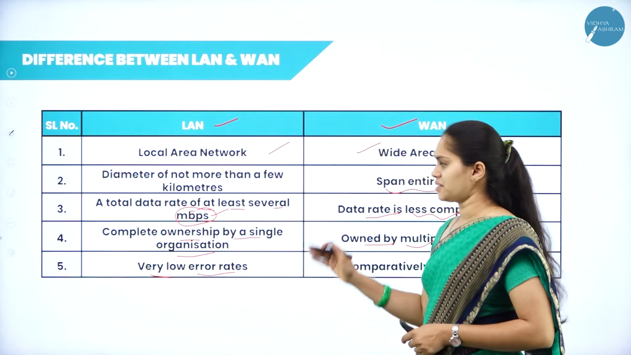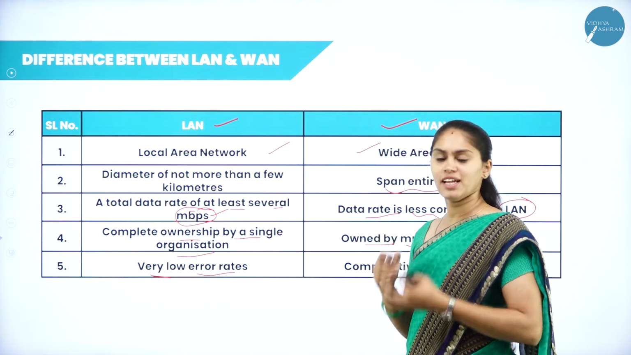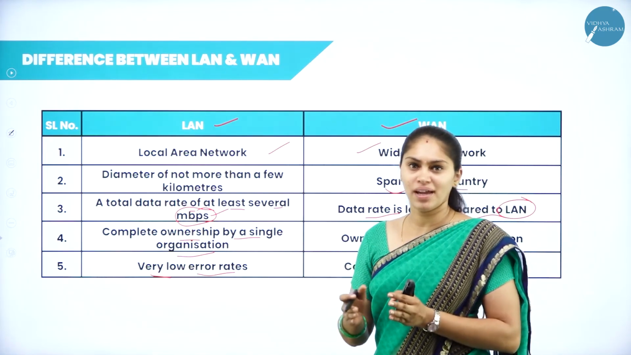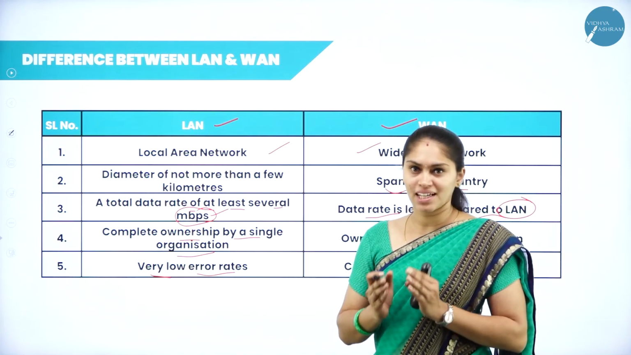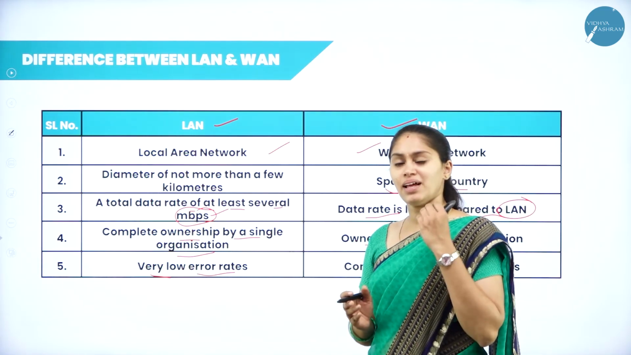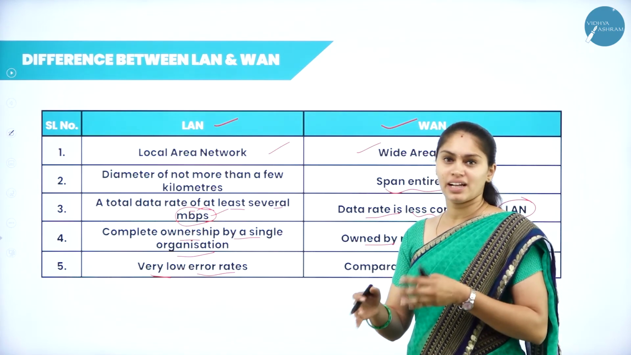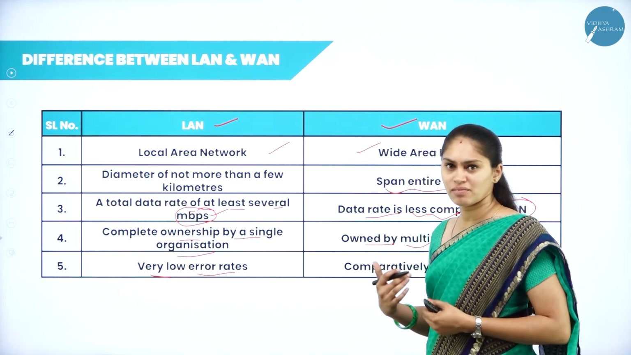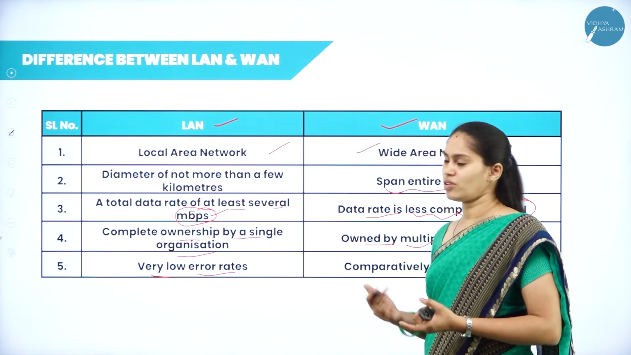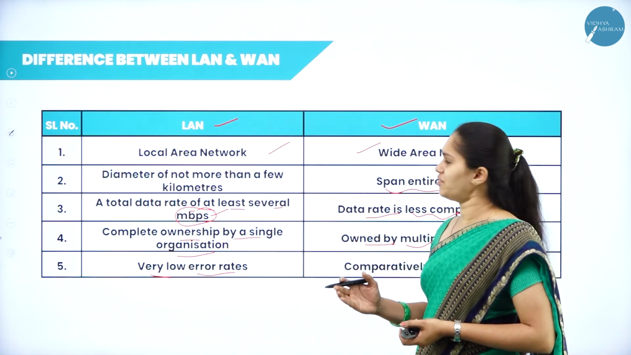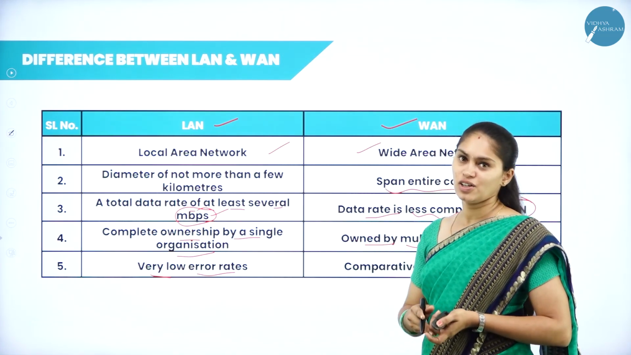Also, very low error rates: in the LAN the error rate will be low. Why? Because the facility is restricted only to a particular building or location. So the error rate will be less, and even if there is an error, it is easy to find out about it. But when it comes to the WAN, the error rate will be more than the LAN. So these are the differences between LAN and WAN.